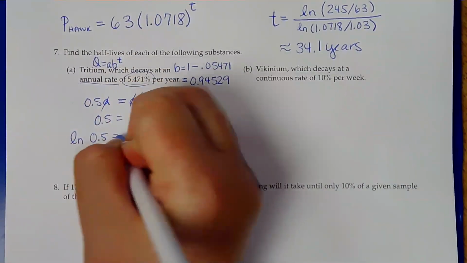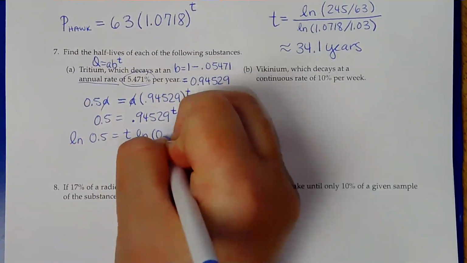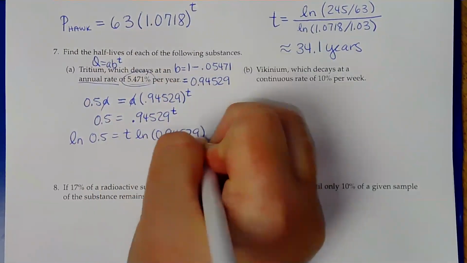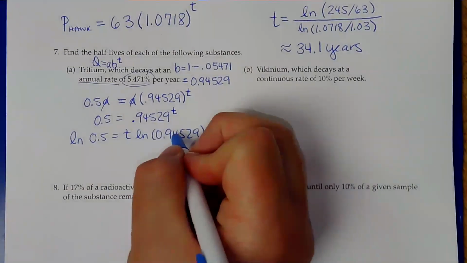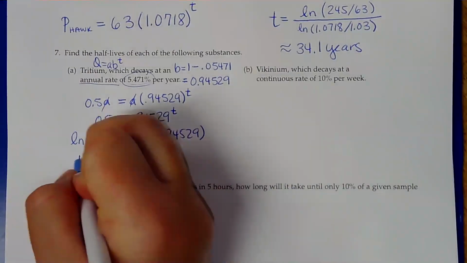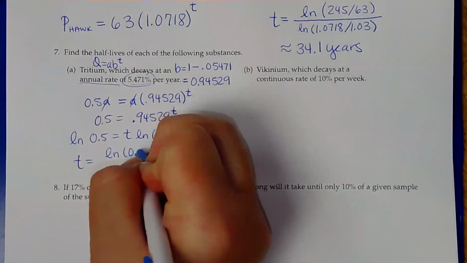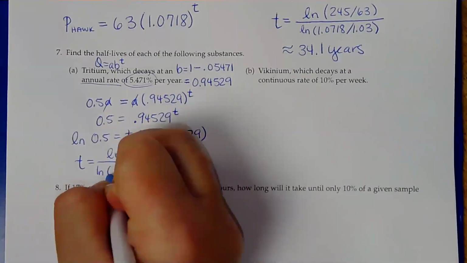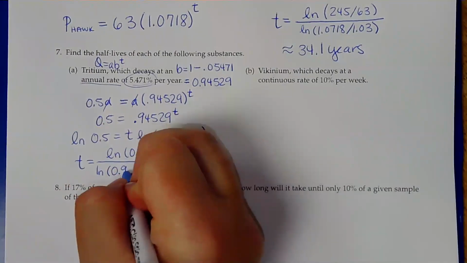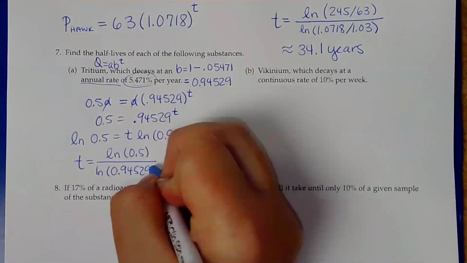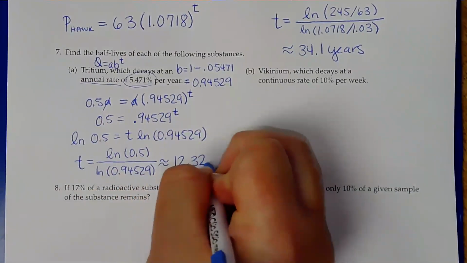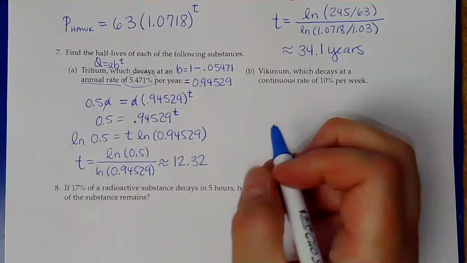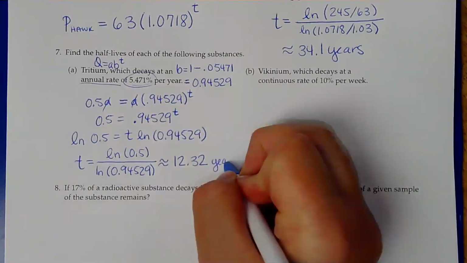And that allows me to bring that T down in front. Okay, so I get ln of 0.5 equals T times ln of 0.94529. And then to get T, I'm going to divide this over to the other side. So T will be ln of 0.5 divided by ln of 0.94529, which is approximately 12.32. And this is measured in years, so that'll be 12.32 years.